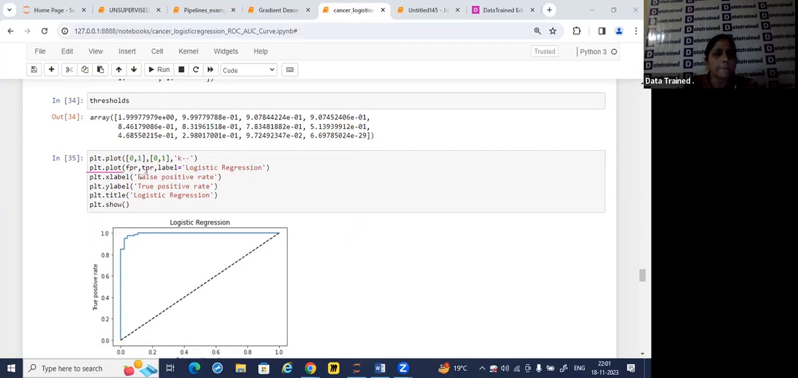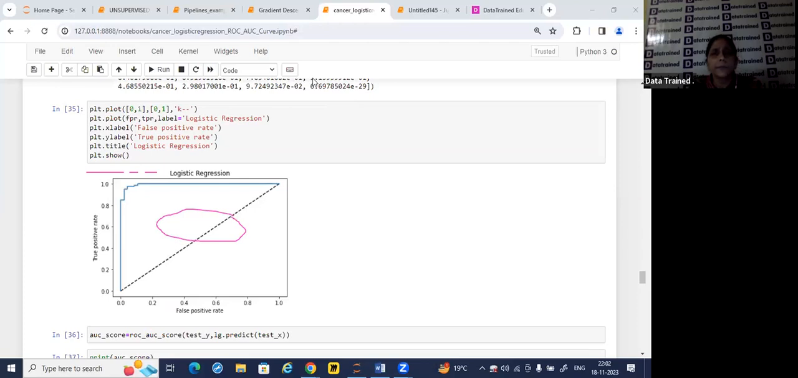And the label, whatever label you want to put, logistic regression. Now I'm putting false positive rate in the x label and true positive rate in the y label, the title as logistic regression, and plt.show. So here it is showing you the evaluation metric, the AUC ROC curve. You can see here, some distortion is there.